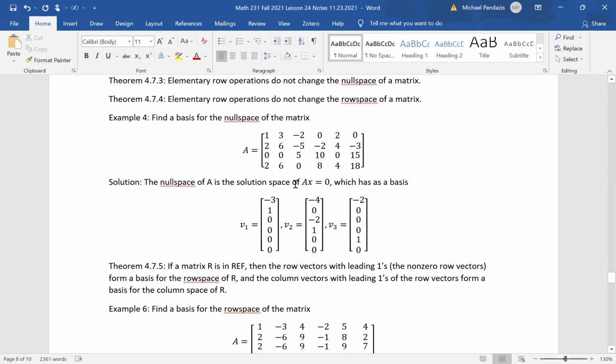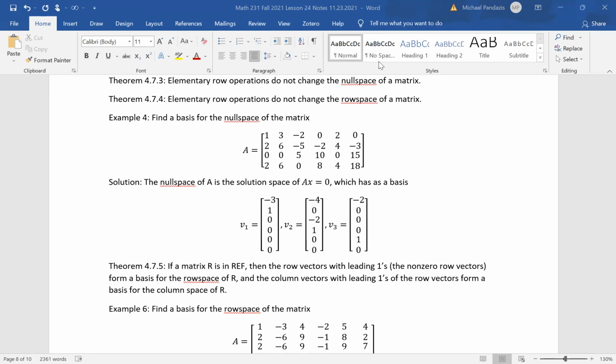So the null space of A is the solution space of AX equals 0. You can express the set of all solutions as a linear combination of these three vectors. Because they're linearly independent and they span your solution space, they form a basis for the solution space. So when you use parametric equations to find the solution space of AX equals 0, it gives you a linear combination of vectors. If those vectors are linearly independent, and they span the solution space, then they form a basis for the solution space. So that's what happened in example 4. I hope that answered your question.